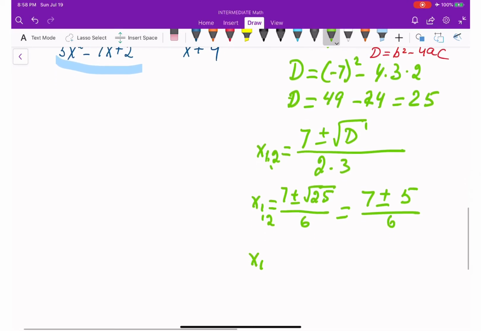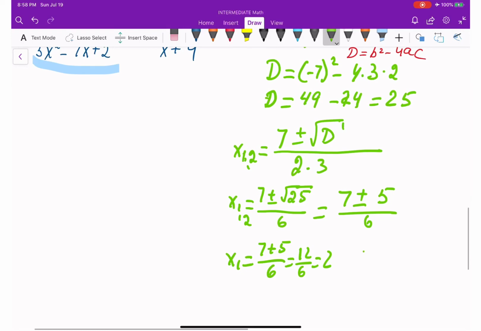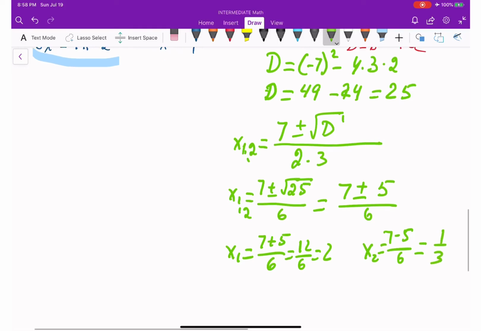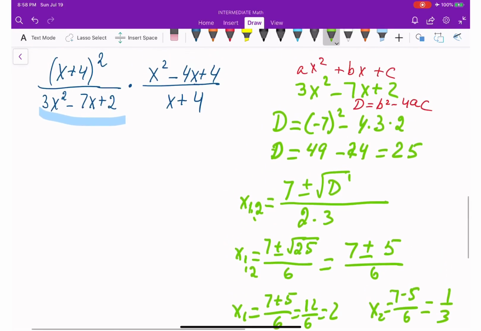So x1 is equal to 7 plus 5. Okay, let me write it down just in case. So 12 over 6 is equal to 2. And x2 is equal to 7 minus 5 over 6. It's going to be 1/3. All right. So our a is free.